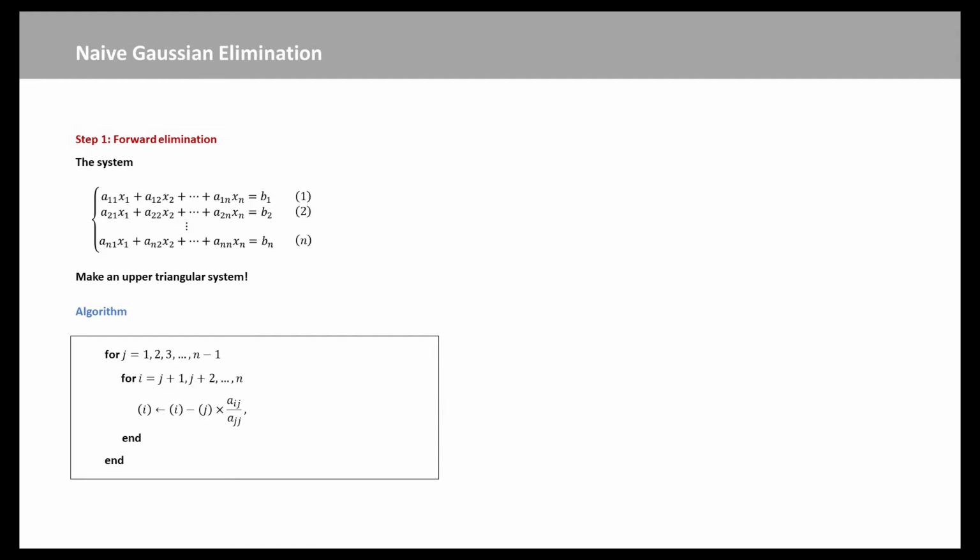Note that here, i and j are indicating the whole equation. There are actually many terms in the equation. There is a hidden for loop in this line here. This step is called forward elimination.